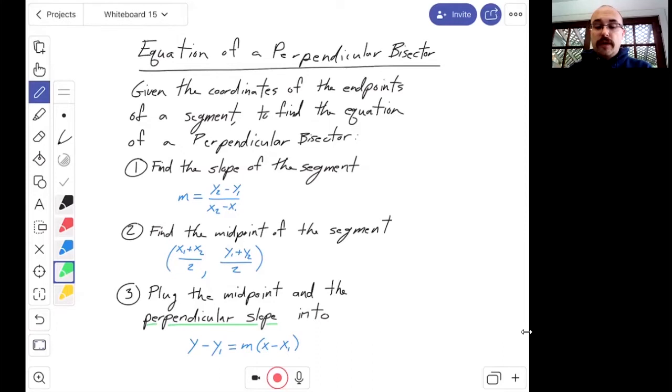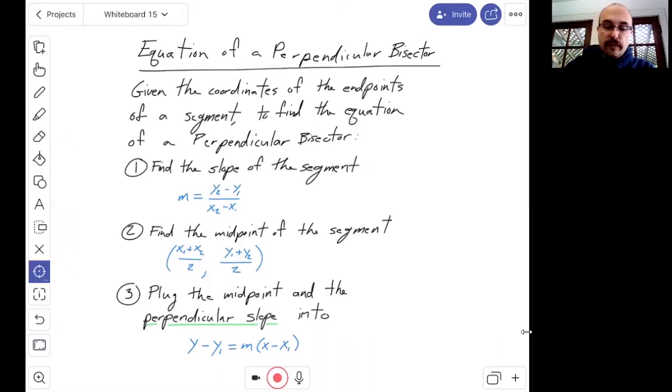So what do we got here? Step one, you're going to be looking at that segment and determining the slope using the slope formula, which is right here. Step two, you're going to find the midpoint of the segment using the midpoint formula, which is right here. And then at the very end, once you know the slope and the midpoint, you're going to plug the midpoint and the perpendicular slope into this equation right here, which is point slope form. Now, the reason I underlined perpendicular slope is because there's kind of a step involved with that. You've got to switch the slope of the segment around into the correct perpendicular slope.